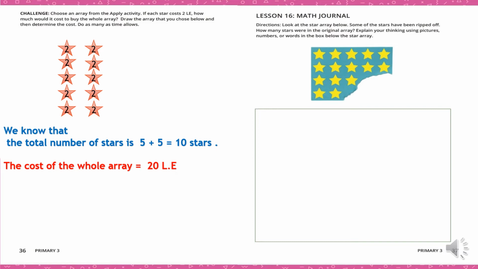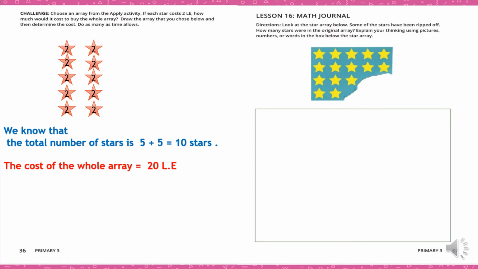Let's move to the next page, the math journal. Look at the star array below. Some of stars have been ripped off. How many stars were in the original array? Here it's like our paper. When we rip our paper, cut it, okay? This was a whole array, and we ripped it, we cut it. I wanted to know how many stars here I cut. The stars in original array before I cut it.